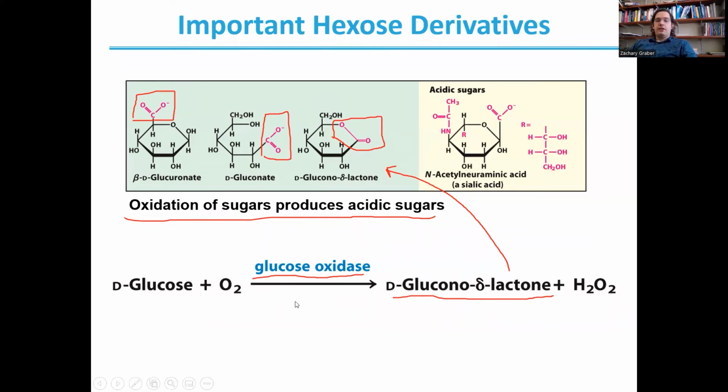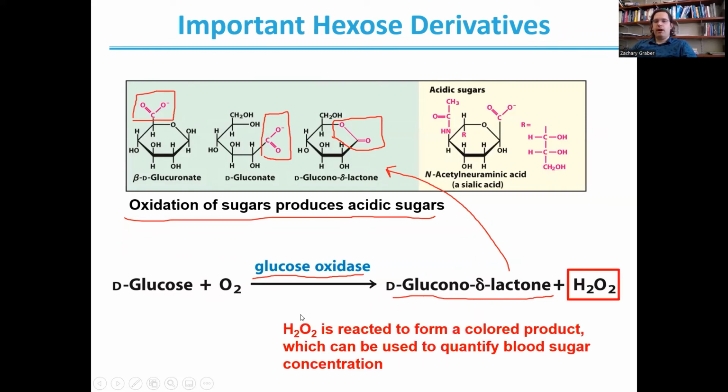Now, if we intentionally oxidize our glucose, we can then actually take the products of this reaction and use it to detect our glucose concentration. So this is actually one of the mechanisms that we can use to measure blood sugar concentration. Blood sugar, of course, is a very important measurement to determine overall health. For example, high blood sugar concentration can be an indication of diabetes.